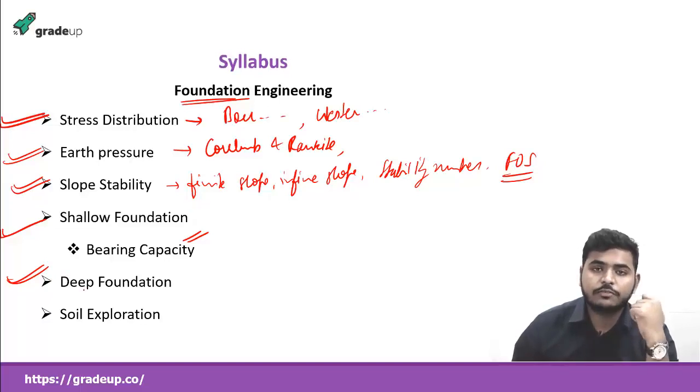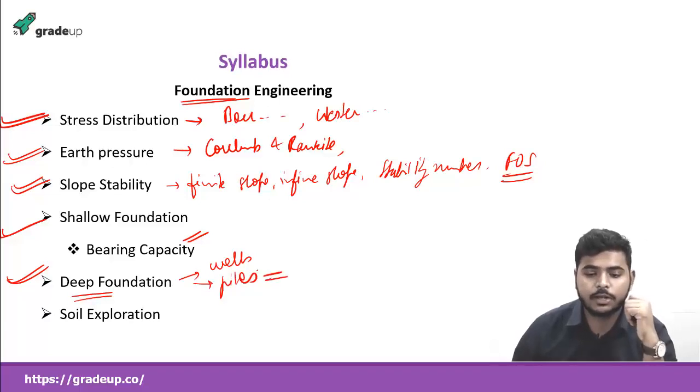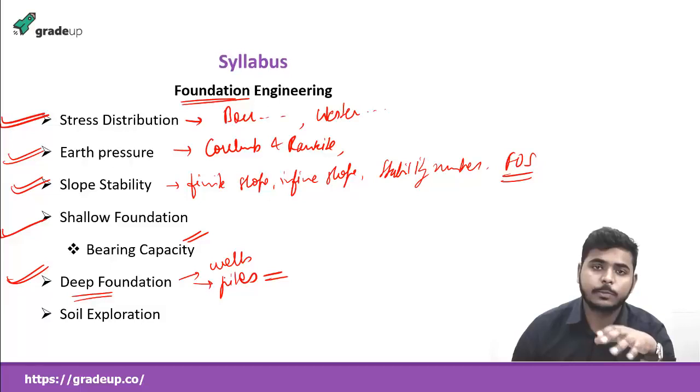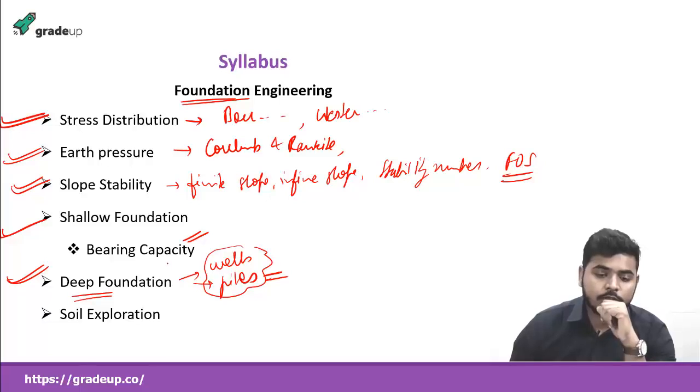The next will be deep foundation. Deep foundation mainly consists of wells and piles. Here we will be focusing on piles mainly. You will be studying end bearing piles, skin friction piles, and under reamed piles, their concepts, and how they affect the soil and the structure. You will also be studying groups of piles and how they act combinedly and how they are more effective. This will be for deep foundation.